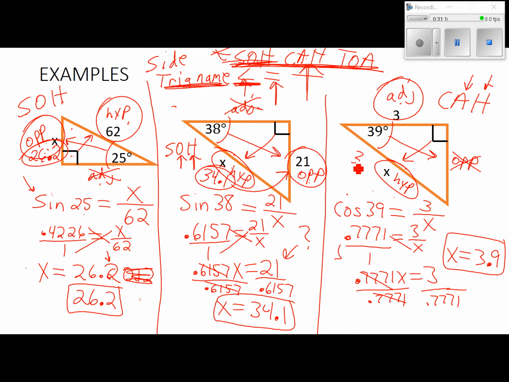So the length of this hypotenuse right here is about 3.9. Should be the longest side. We look here, compare it. Yes, it's longer than that. That's how you find a side.